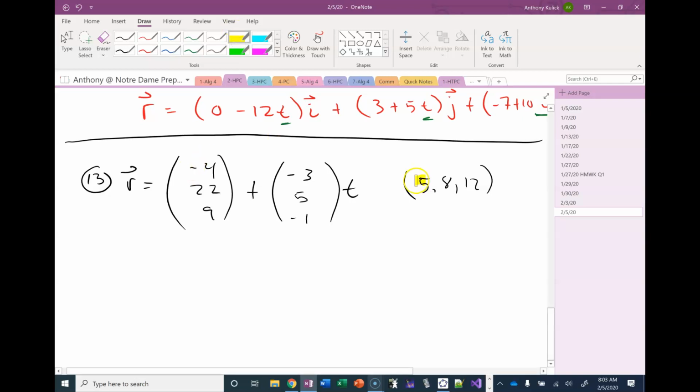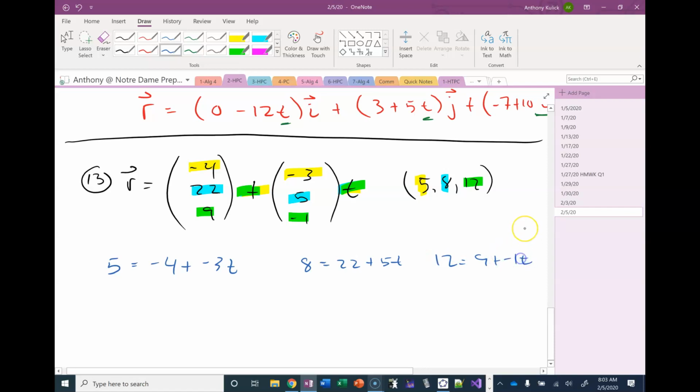So for the x's, I'm going to say that 5 has to equal -4 plus -3t. And then for the y's, we're going to say that 8 has to equal 22 plus 5t. And then for the last one, 12 has to equal 9 plus -1t. And so now all I need to do is solve for t. So here I'll add 4 to both sides and divide by -3. When I do that, I get -3. Here I'm going to subtract 22 from both sides and divide by 5. That gives me -14 over 5.